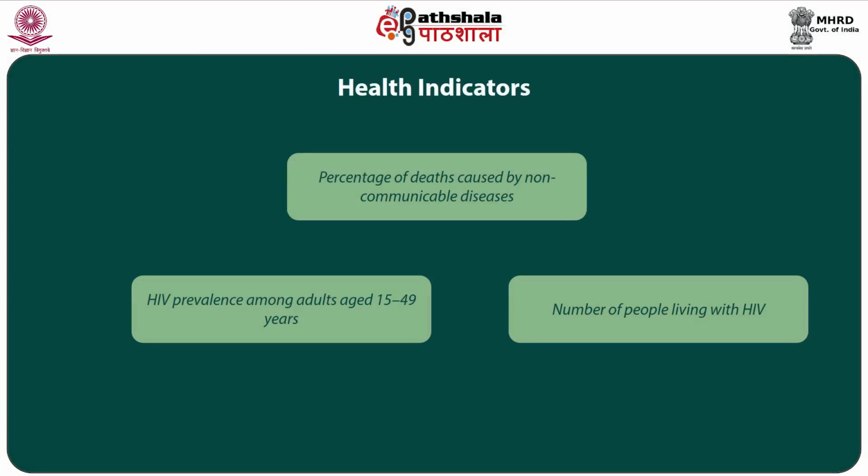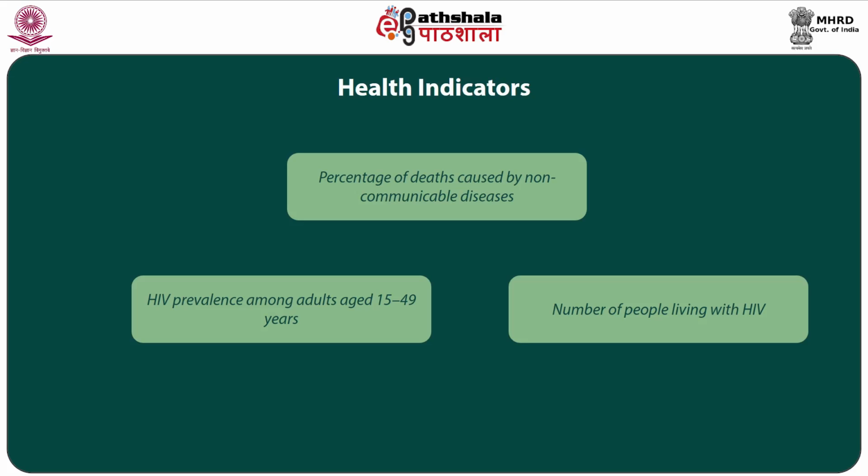Let us move quickly to the health indicators. The indicator is percentage of deaths caused by non-communicable diseases. The numerator is the number of deaths due to non-communicable diseases. The denominator will be all the deaths due to all causes. It is indicated as a percentage. Here the major non-communicable diseases we consider include cardiovascular diseases, cancers, chronic respiratory diseases and diabetes.